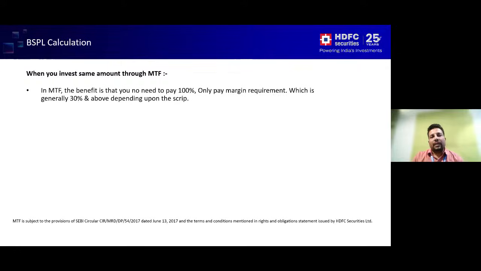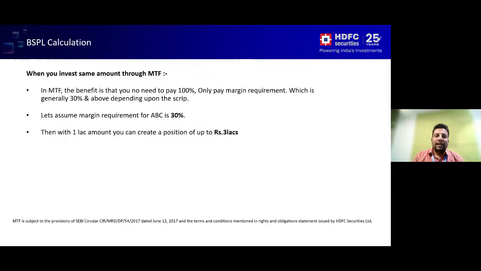So it depends on script to script. For any script, wherever it is necessary, they will provide you more than that also, or as per the SEBI guidelines, you will generally get 30%. So let's assume the margin requirement of ABC is 30. Then with 1 lakh amount you can create a position. Now this position is up to 3 lakhs.